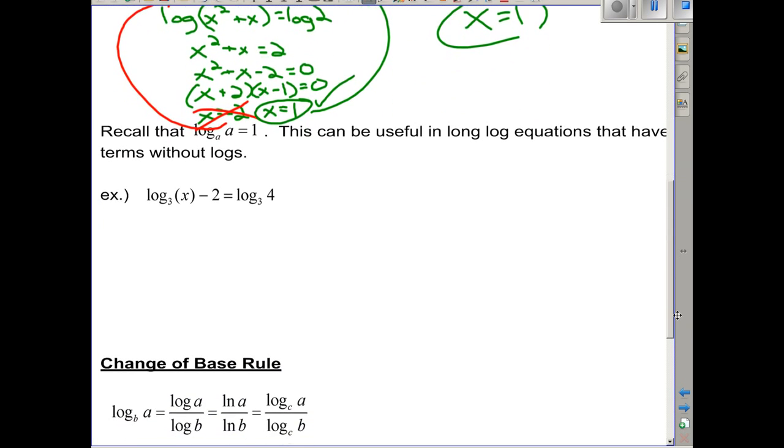Okay, recall that log base a of a is 1. This can be helpful in a long log equation where you have one term that doesn't have logs. So over here I have log base 3 of x minus 2 equals log base 3 of 4. How I would think of this is 2 times 1, and another way of writing the number 1 is log base 3 of 3.